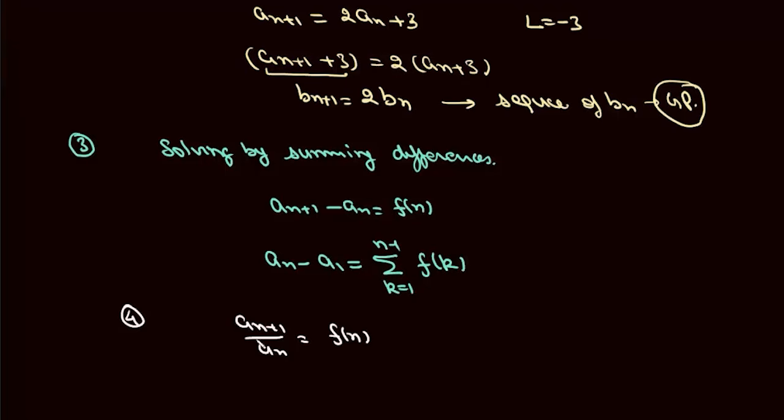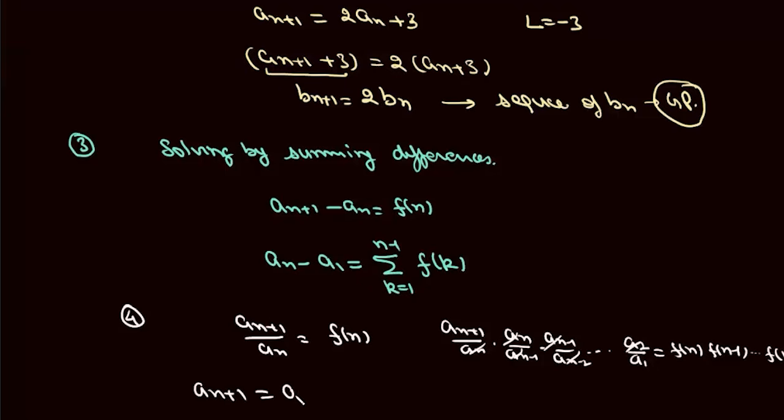So in this, what we'll do is we'll multiply ratios. So we'll multiply a_{n+1} upon a_n with a_n upon a_{n-1}, a_{n-1} upon a_{n-2}, and then a_2 upon a_1, and it'll be this f(n), f(n-1), till f(1). And here these successive terms, they'll cancel out. There we can write a_{n+1} as a_1 times this product f(k), where k varies from 1 to n.